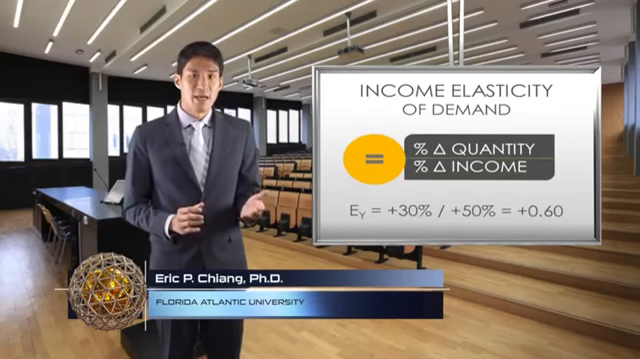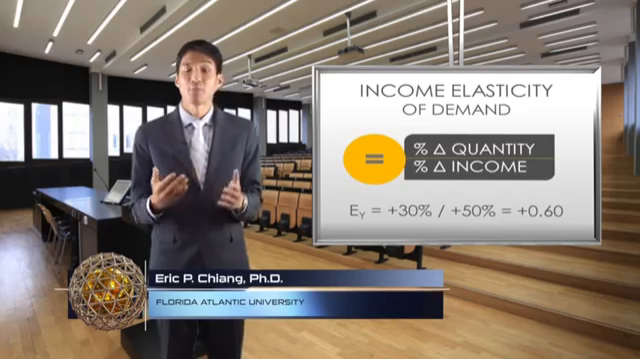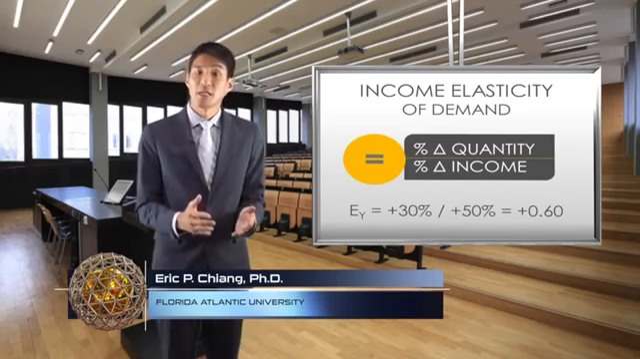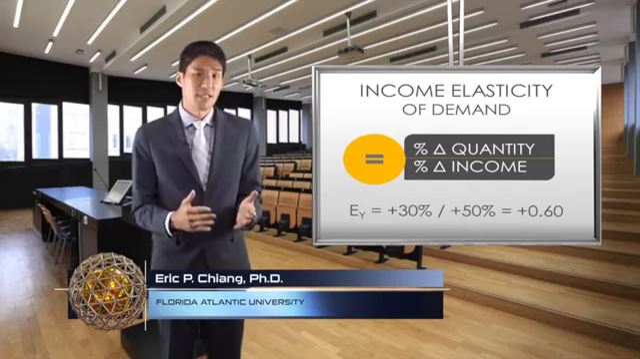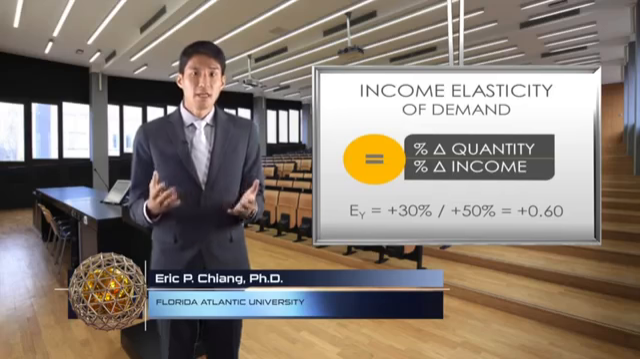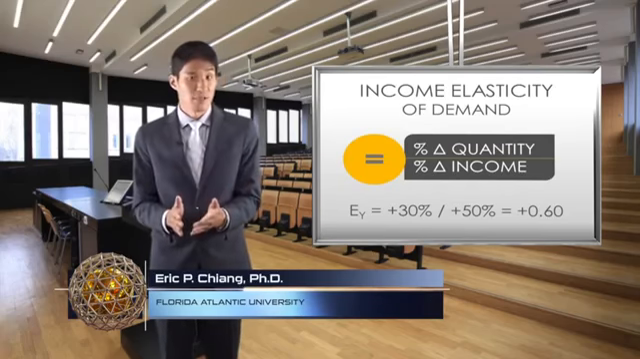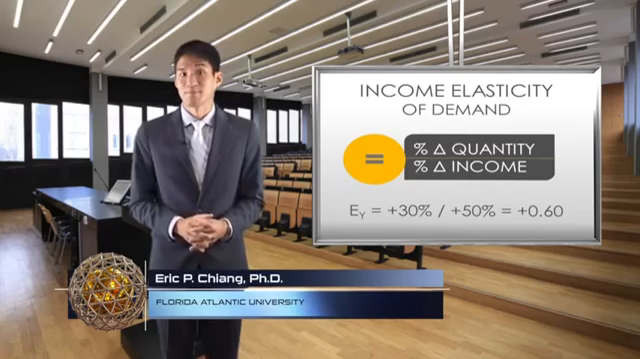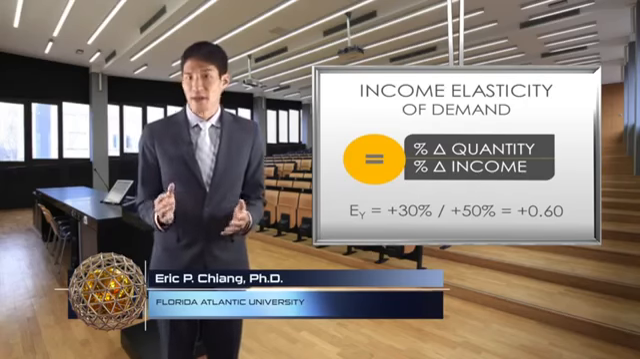Income elasticity of demand is calculated as the percentage change in the demand for a product divided by the percentage change in income. Suppose that your income rises 50% and you spend 30% more on clothing. The income elasticity of clothing would be 30% divided by 50%, or 0.6. Like cross-elasticity, the sign of income elasticity matters.